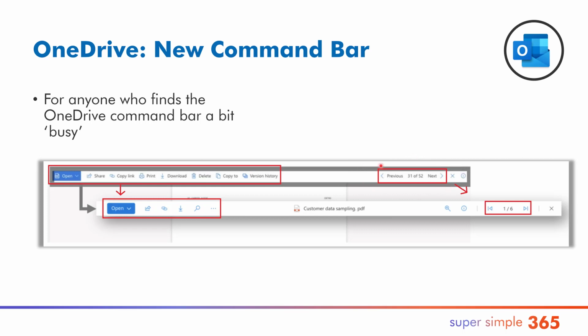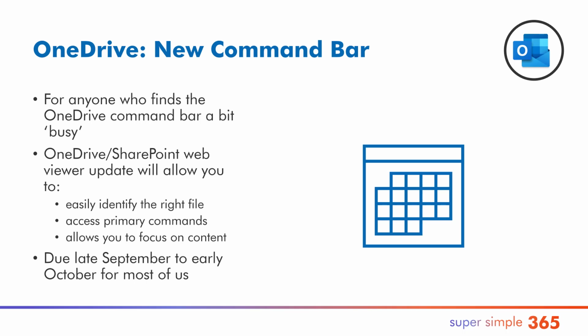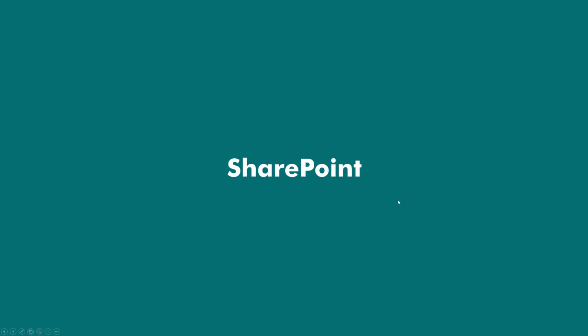It's a bit clunky that for some reason it's got the previous and next, and actually most of us know what a left arrow and a right arrow does in that sort of context. So that looks a little bit nicer. That's coming to OneDrive and SharePoint Web Viewer. It just makes it a little bit easier to identify the right files, and you can access the primary commands nice and easily. That is due late September to early October for most of us.